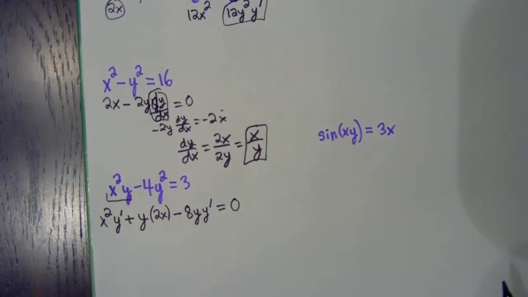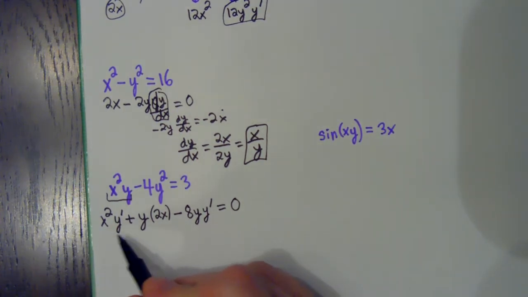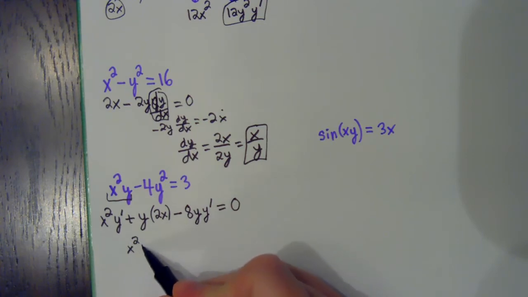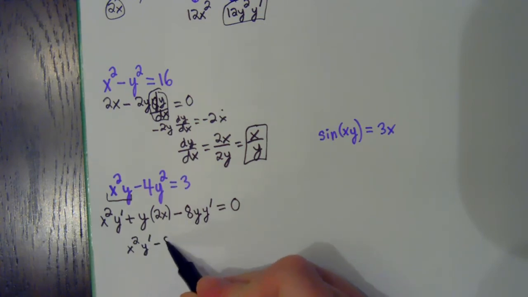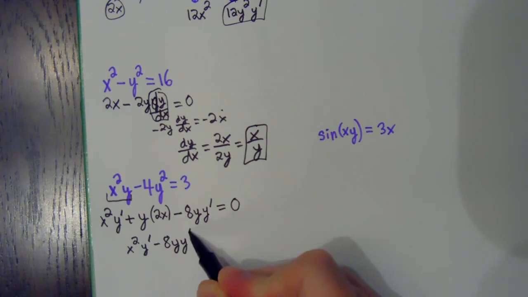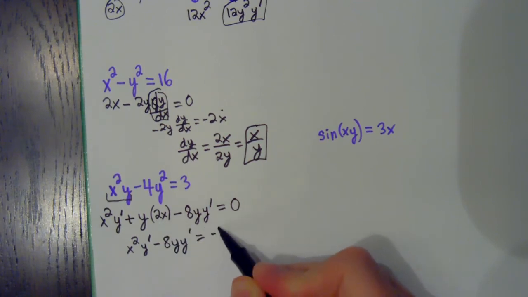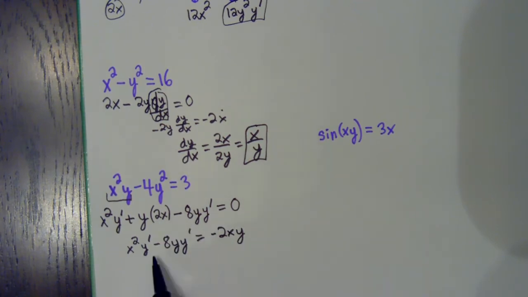Now, here's a pretty typical solving thing here. Sometimes you're going to have y primes on both sides of this equation. Your goal is to move all your y primes on one side, all the other stuff on the other side, factor out and divide. So I'm going to group together my y primes on the left. So we got x squared y prime minus 8y y prime. I'm going to move this to the other side, that's negative 2xy. And then see how I got a y prime on both of those? I'm going to factor out a y prime.